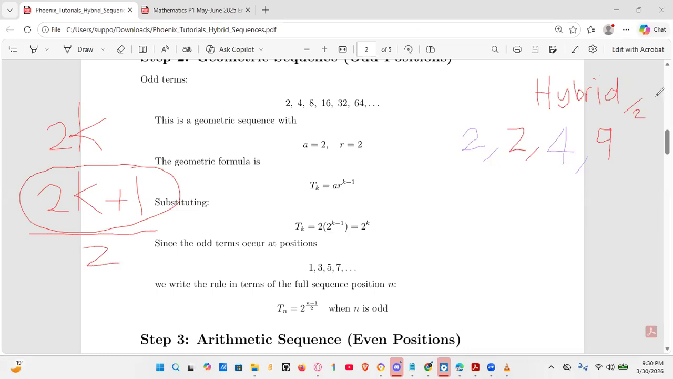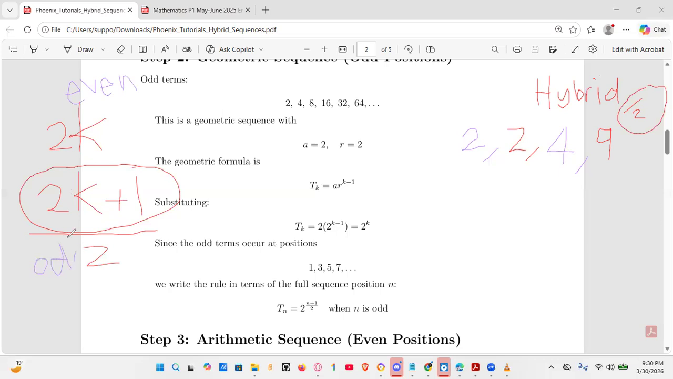So you can see here the concept of a hybrid sequence that we have to divide by 2. And we define an even number by writing it as 2k, and an odd number in pure maths. If you study pure maths further in university, you'll see what I mean. But an odd number is defined as (2k plus 1) over 2.